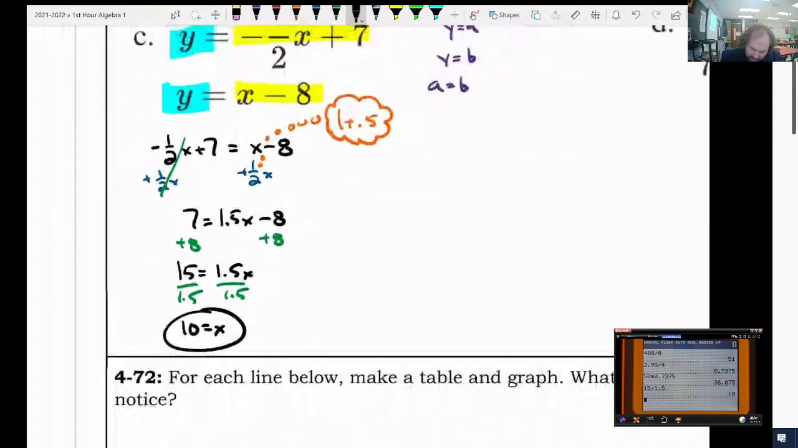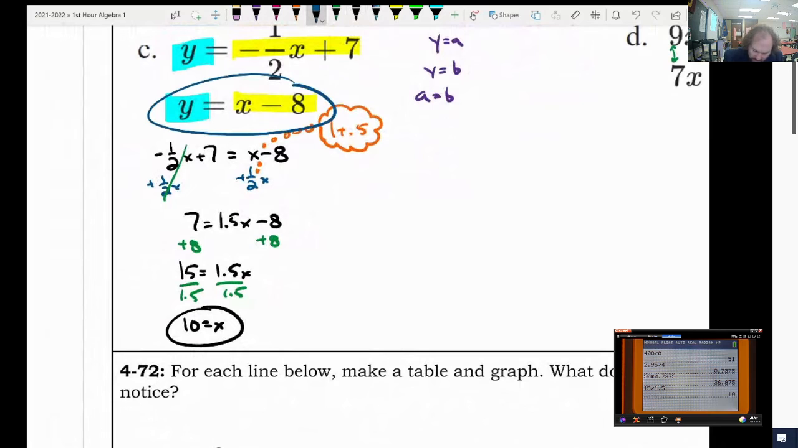Once you get x equals 10, honestly, you just take this equation right there. Y is equal to x minus 8. So y is 10 minus 8, y is 2. The back half is really simple there.